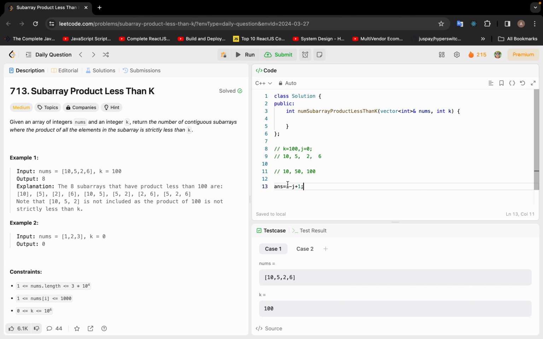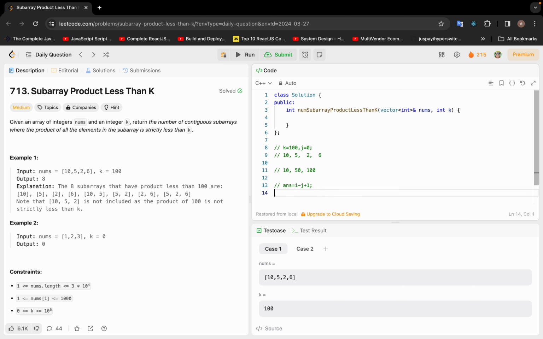Why? Because if you see this 10, 5, 2, suppose you see 10, 5, then this 10, this 5 and both 10, 5, these 3 will be the answer. So if you only do answer plus plus, that will increment only by one, but it won't take all these values, right? So we need to count all the range between this i and j value, right? I hope you have understood.